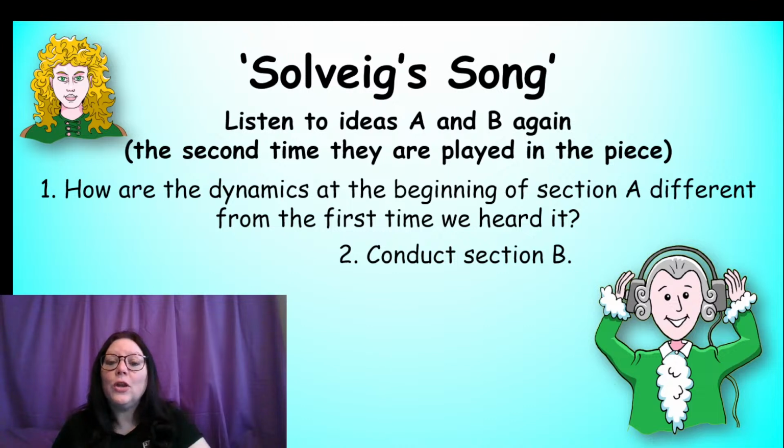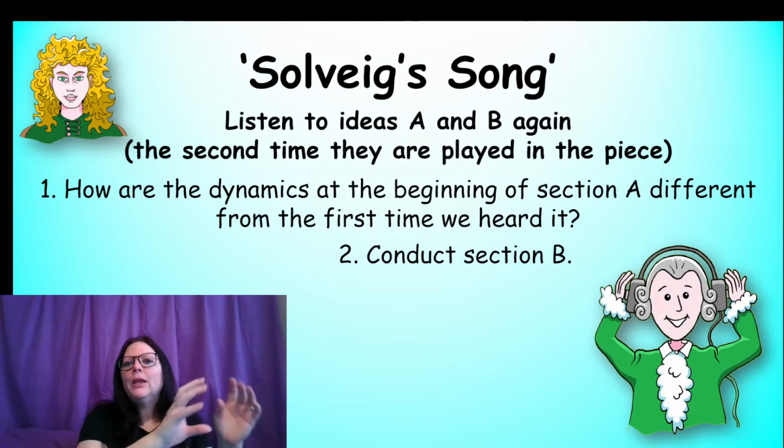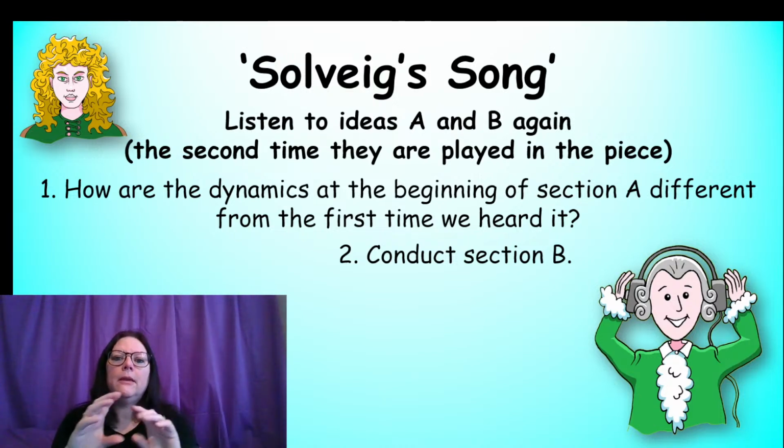Okay, so you can see how that all fits together. You've got your little introduction, which is very similar to the coda at the end. You have your A idea and then your B idea, and they are very different from each other. So the A idea is in 4 and is slow. The B idea is a bit quicker. It's that allegretto tempo and it's in 3.